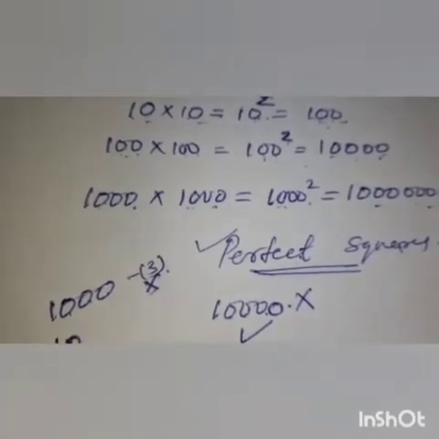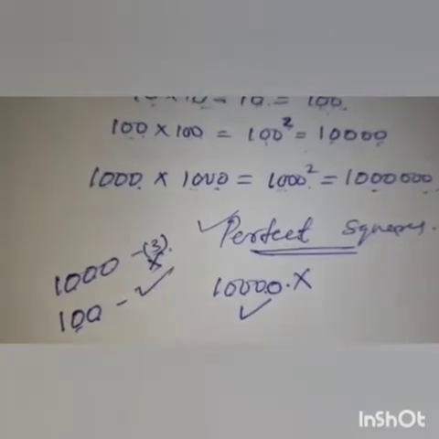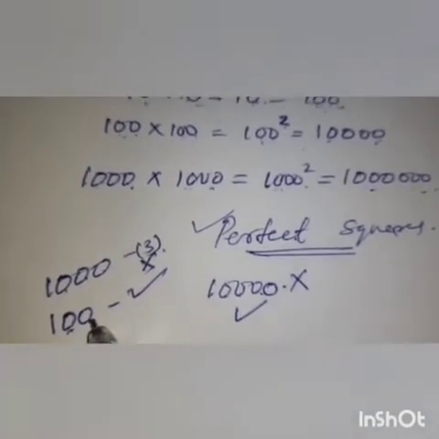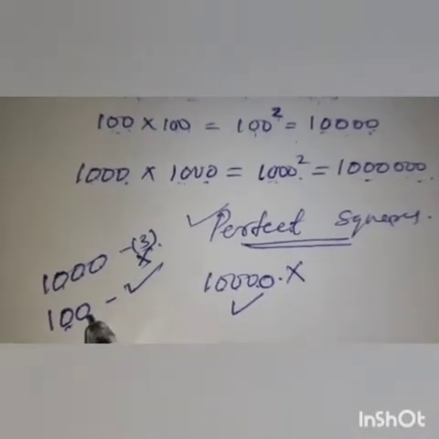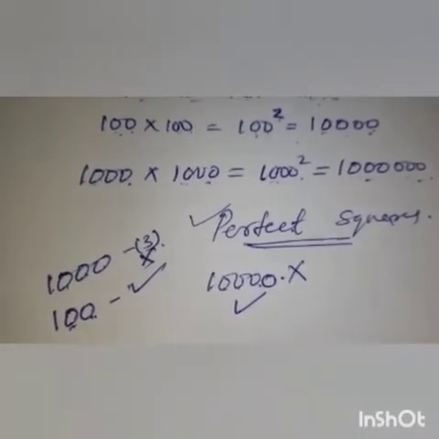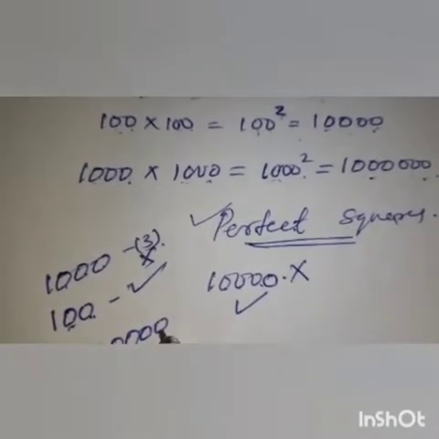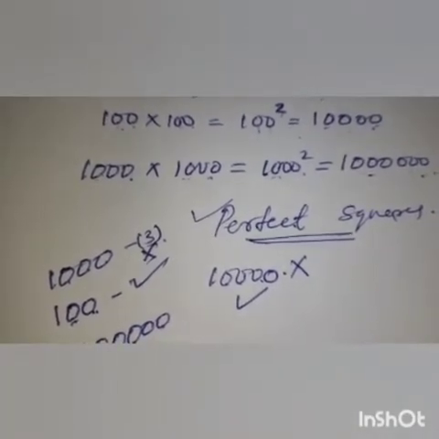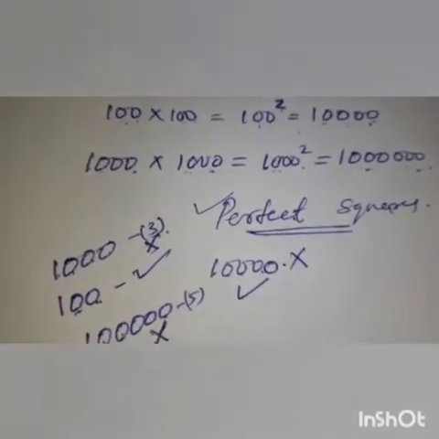But if it is 2 zeros, that is a perfect square. So when the number of zeros becomes even, you can say it is a perfect square. If the number of zeros is not even, it is odd, for example 1 2 3 4 5, 5 zeros, then that is not a perfect square.